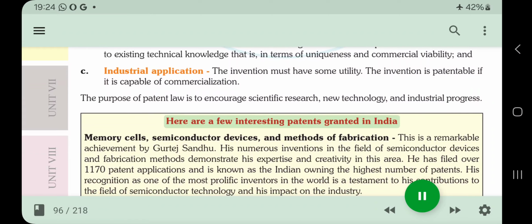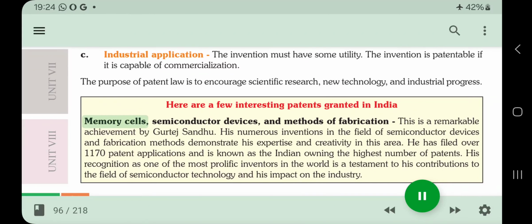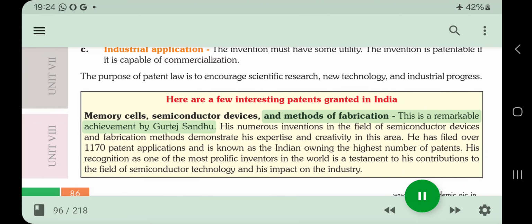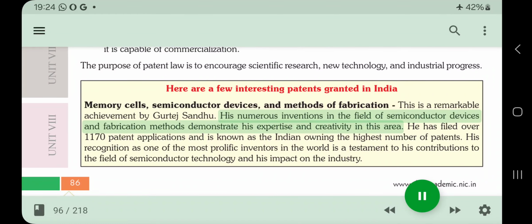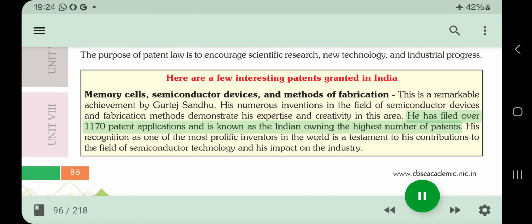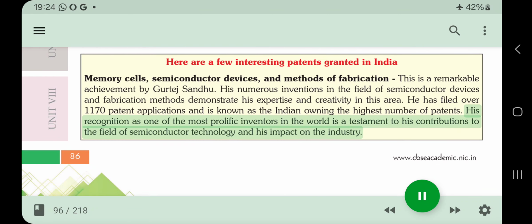Here are a few interesting patents granted in India. Memory cells, semiconductor devices, and methods of fabrication. This is a remarkable achievement by Gurtej Sandhu. His numerous inventions in the field of semiconductor devices and fabrication methods demonstrate his expertise and creativity in this area. He has filed over 1170 patent applications and is known as the Indian owning the highest number of patents. His recognition as one of the most prolific inventors in the world is a testament to his contributions to the field of semiconductor technology and his impact on the industry.